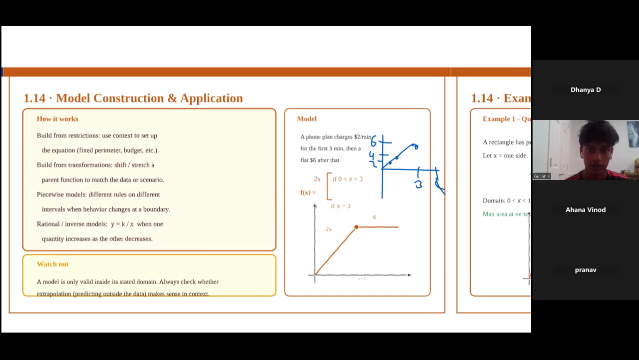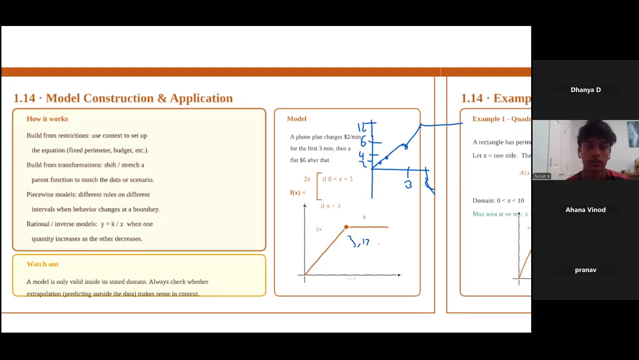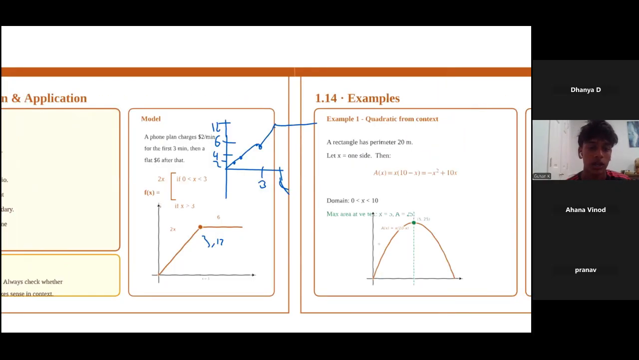So let's increase this graph. $6 fee, and then it's not increasing after that. So it just goes like this. And that's demonstrated by this graph right here. So this would be like 3,6. No, sorry, 3,12. Yeah, 3,12. Then it just increases. All right.